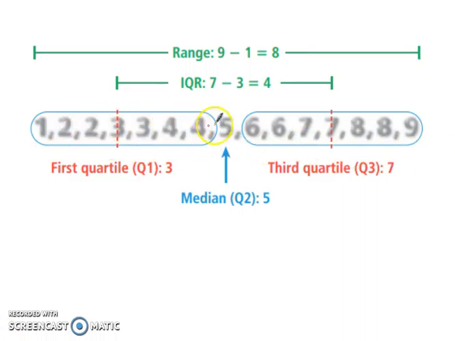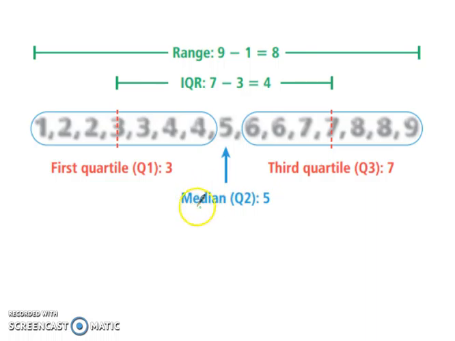Notice how all the numbers are written in numerical order from least to greatest. And we have the range, which is 9 minus 1, which is 8. So that's your smallest value and your largest value.